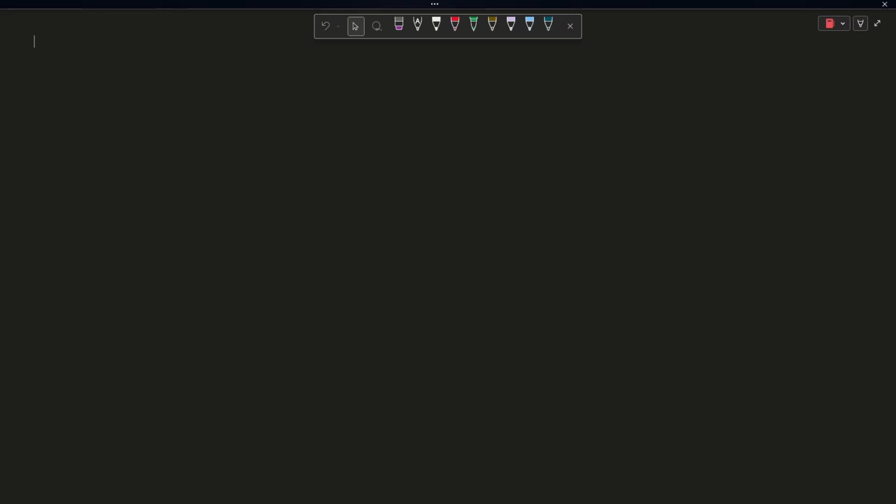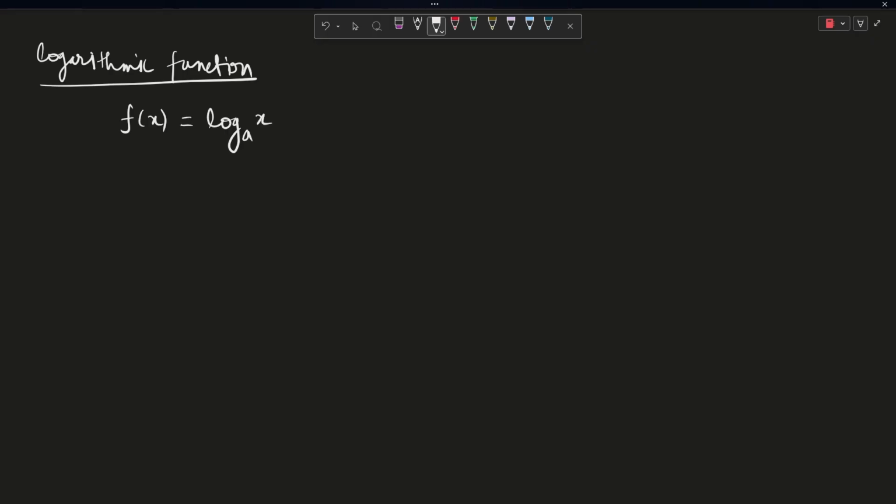Everyone, today we will be discussing the logarithmic function. When I talk about the logarithmic function, let's say f of x is equal to log x to the base a.